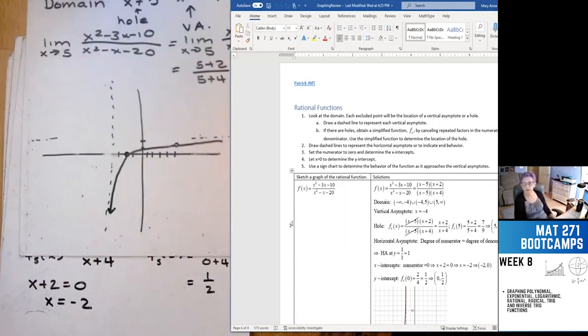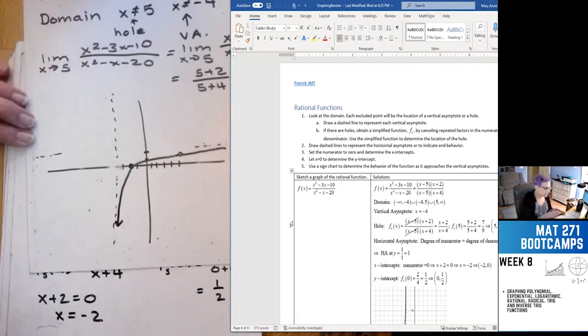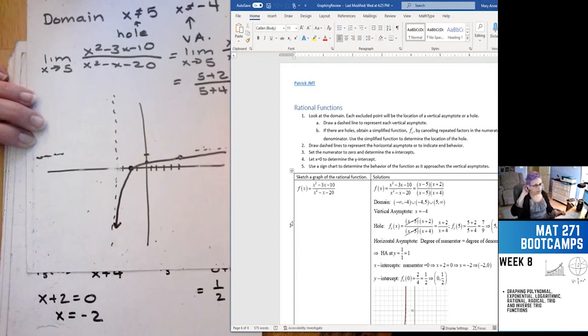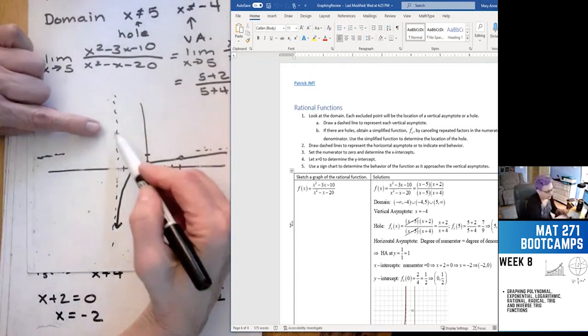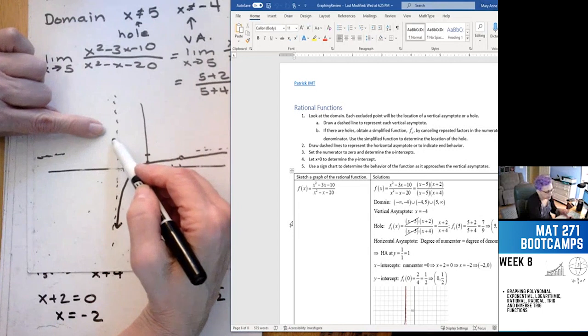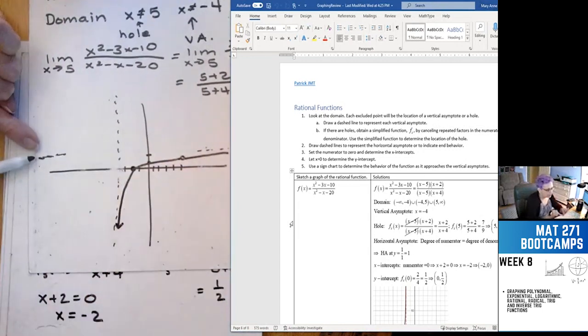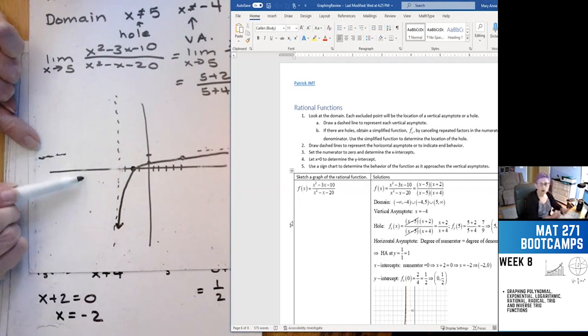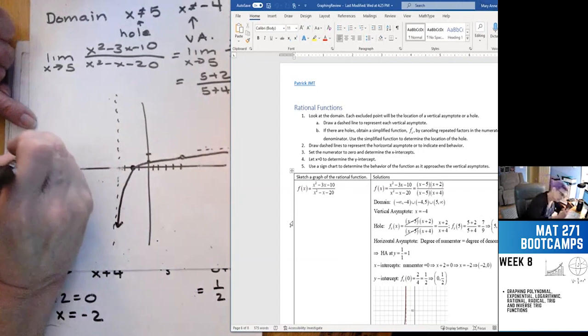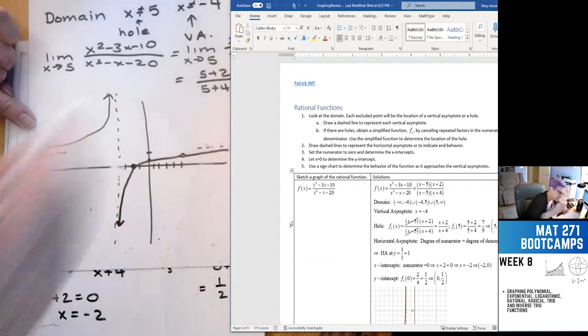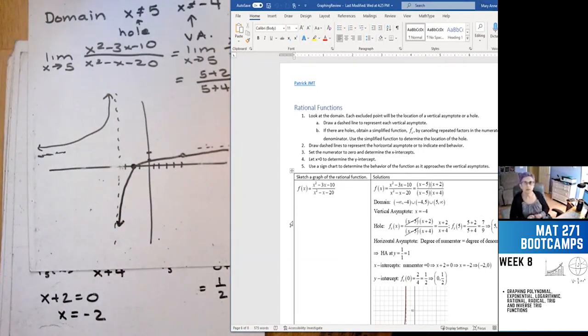Now, if you need to, you can make yourself a sign chart to see where this other piece lives. But you can just really use your smarty brain to figure that out, because you know that it has to approach this vertical asymptote. You know that it has to approach this horizontal asymptote, and you know it's not allowed to cross this axis. So you can be like a detective and just figure it out. Questions?